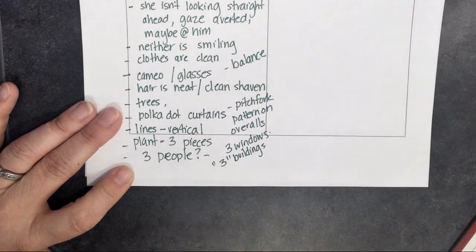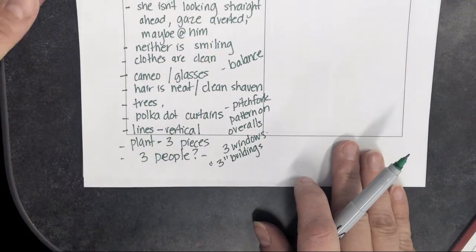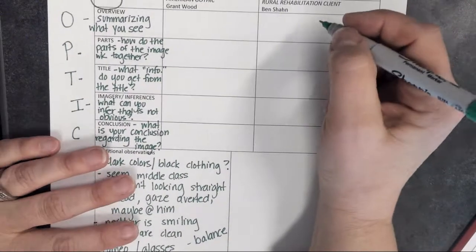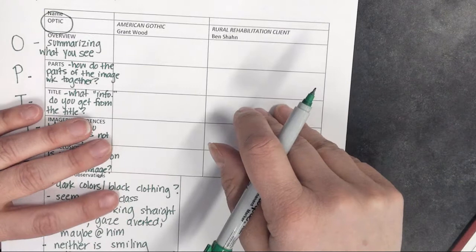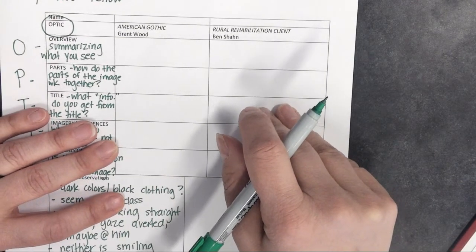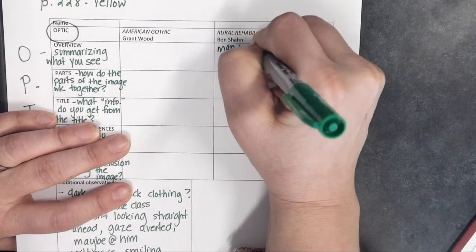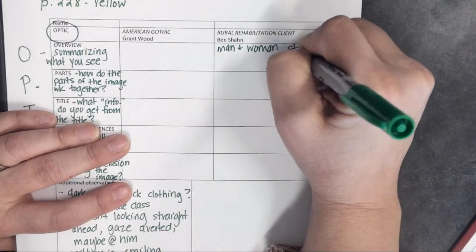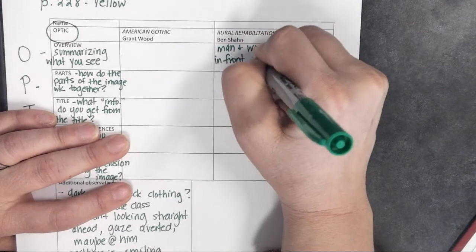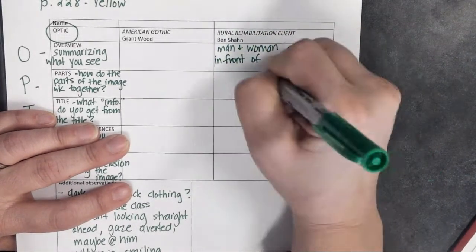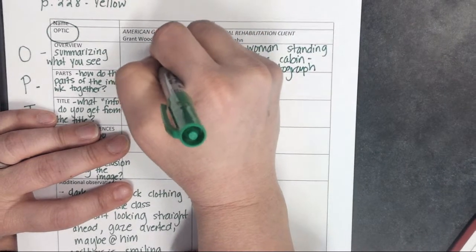All right, let's move on and look at Rural Rehabilitation Client. How might we summarize Rural Rehabilitation Client? Man and woman standing in front of a cabin. And this is a photograph. And this was a painting.